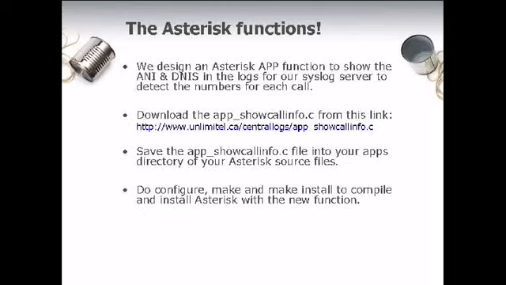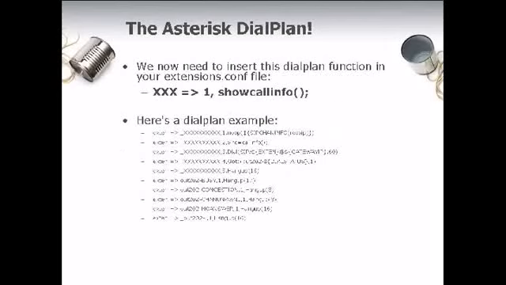The address is there. So that's the app_show_call_info.c. It's a little application that we wrote for Asterisk. It doesn't do much, it just does a print into your log file. So just save it under your apps directory in Asterisk, and just do make install, and it will compile and install properly. That's all you have to do in Asterisk, other than changing your dial plan.